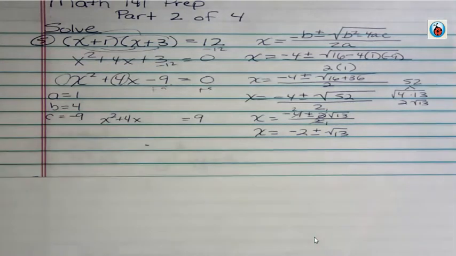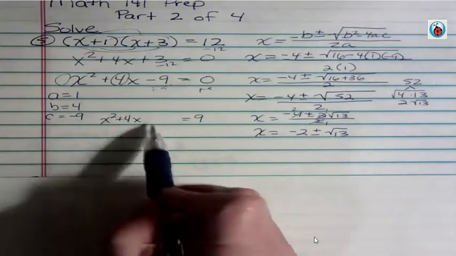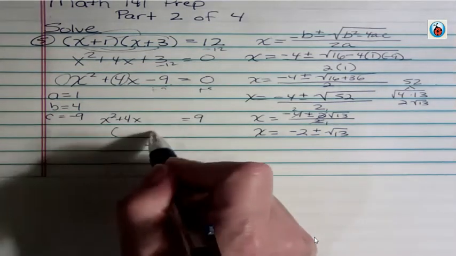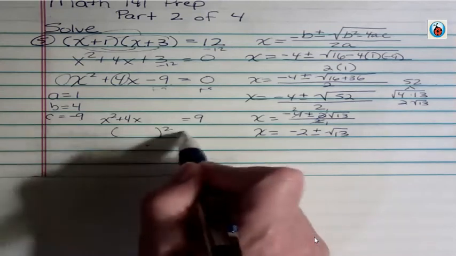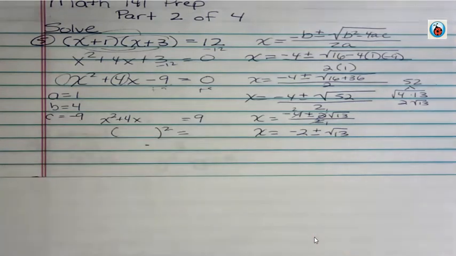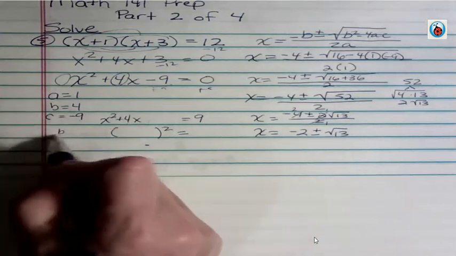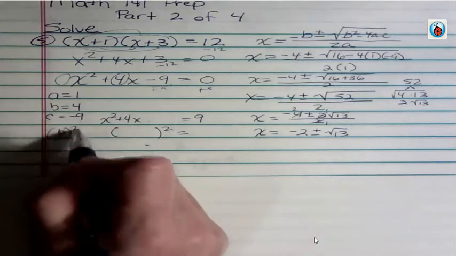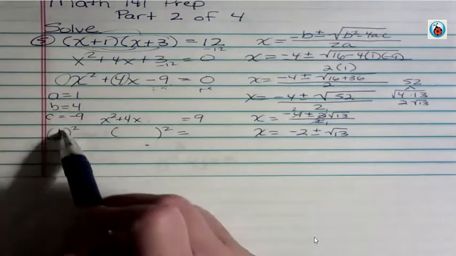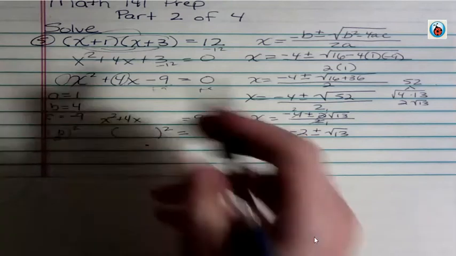And then what I'm trying to do is find a term that I could then factor my trinomial into a binomial square. And so how I get that is I take b, I divide by 2, and then I square it. So for this term, 4 divided by 2 is 2, squared is 4.